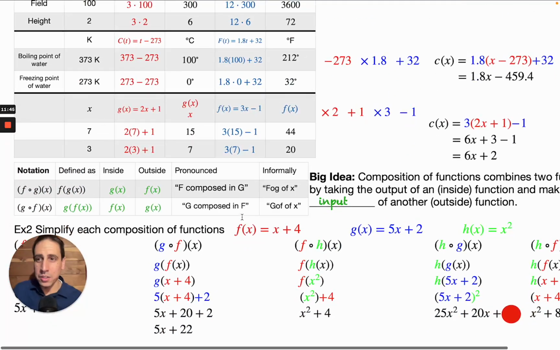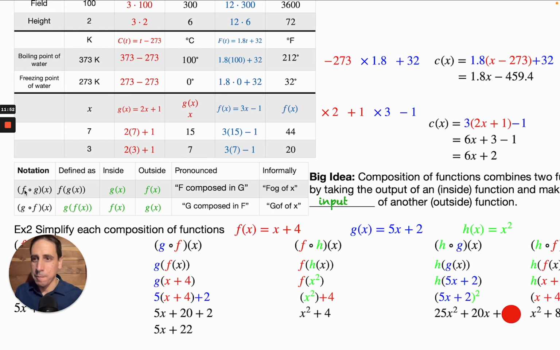So here's what the notation looks like. Here, welcome to this little circle. It's called composition. It's a little dot. It's a little circle right here. It's not multiplication. Multiplication would be a filled-in dot, but this is kind of a little circle. So this is pronounced f composed in g. You just read it like that, f composed in g of x.